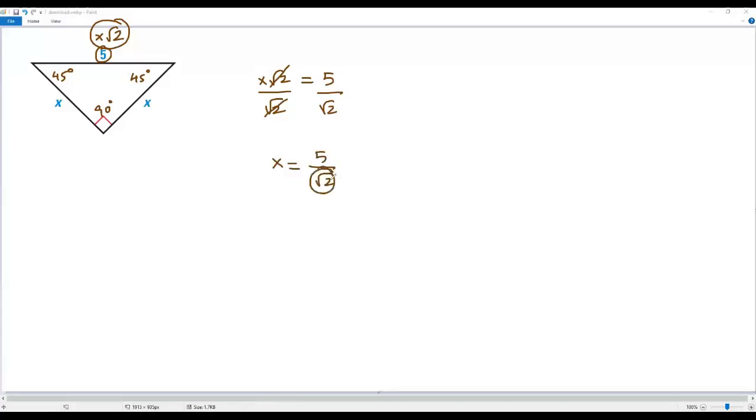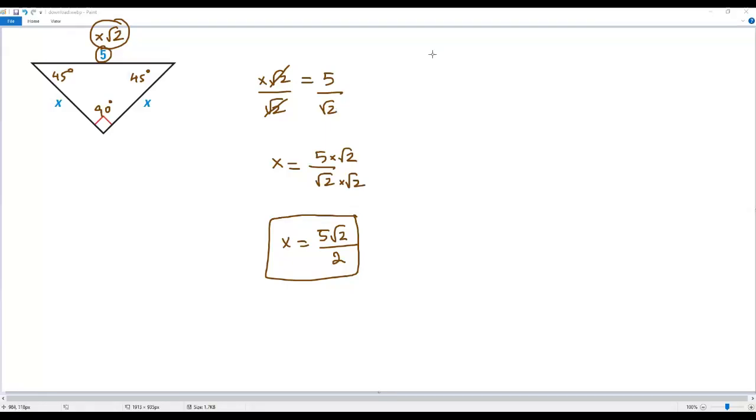Here, the denominator is square root of 2. It's an irrational number. Usually, when we give our answer, we avoid an irrational number in the denominator. So to rationalize this denominator, I have to multiply both numerator and denominator by square root of 2. So x equals 5 times square root of 2 over, when I multiply square root of 2 and square root of 2, it just becomes 2. So I got the value of x. x equals 5 times square root of 2 over 2.